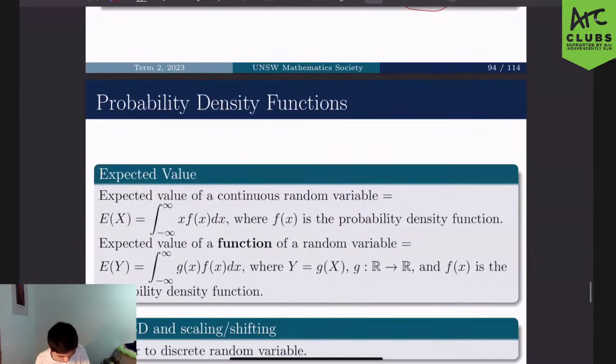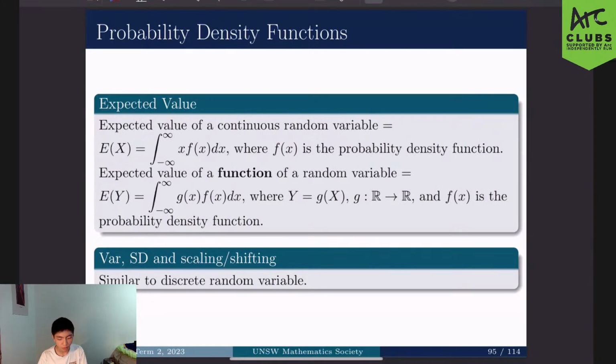Okay, same idea, expected value, right? We are looking at the weighted sum for the discrete. Here we're looking at the integral of the x multiplied by the probability. So f of x is the probability density function. So the integral from negative infinity to positive infinity looks at all of that and sums it up together.